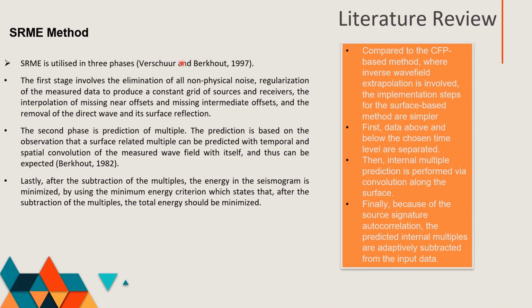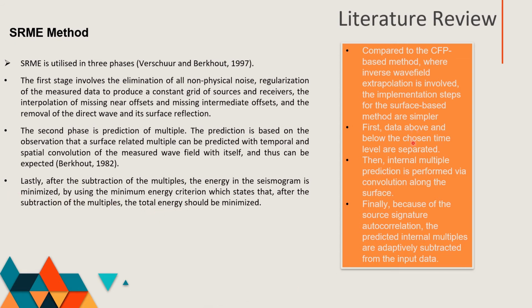Based on Verschuur and Berkhout in 1997, SRME is utilized in three phases. The first stage involves the elimination of non-physical noise, regularization of the measured data to produce a constant grid of sources and receivers, the interpolation of missing near offsets and missing intermediate offsets, and the removal of the direct wave and its surface reflection. The second phase is the prediction of multiples. The prediction is based on the observation that surface-related multiples can be predicted with temporal and spatial convolution of the measured wavefield itself. Lastly, after the subtraction of the multiples, the energy in the seismogram is minimized by using the minimum energy criterion, which states that after the subtraction of the multiples, the total energy should be minimized.